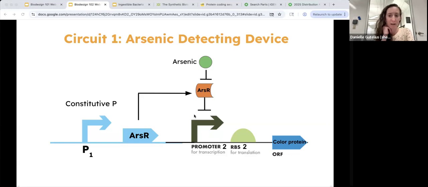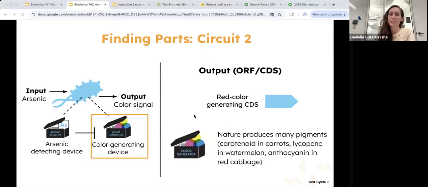So we need to think about what we want to use for our color output sequence and what type of promoter we want to control that expression. Let's start with the easy one, the coding sequence, our color generating output. You can select so many colors. There are so many out there. So think about how you would utilize your device, and whether certain colors would be easier or harder to see depending on how you're using it.